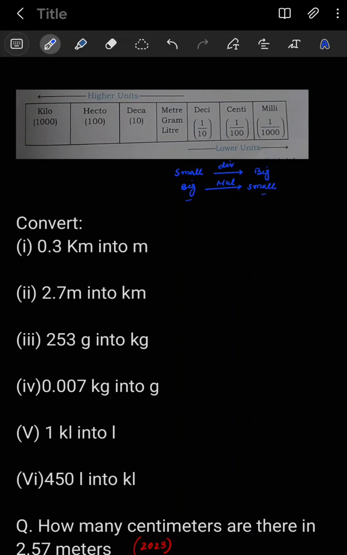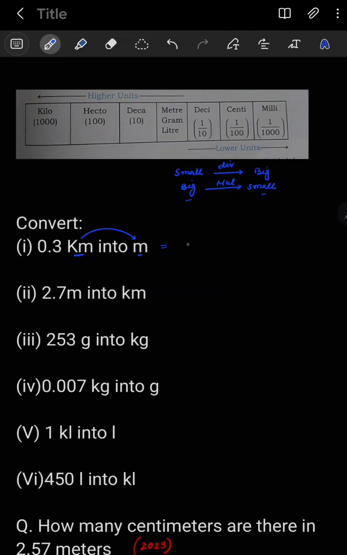Okay, let's see what the question is. Convert 0.3 kilometer into meter. In the question you are given kilometer, and you have to convert it into meter. Given 0.3 kilometer, you have to convert into meter. Now if you see here, kilometer is a bigger unit as compared to meter, and just now I told you that if you want to convert big to small unit, you have to multiply with the respective values.